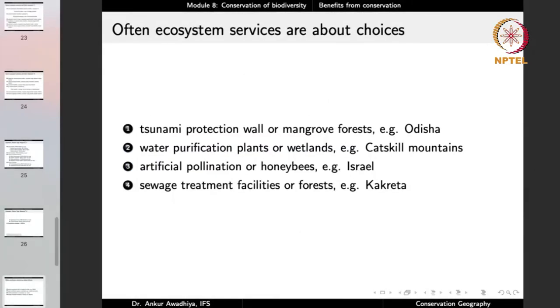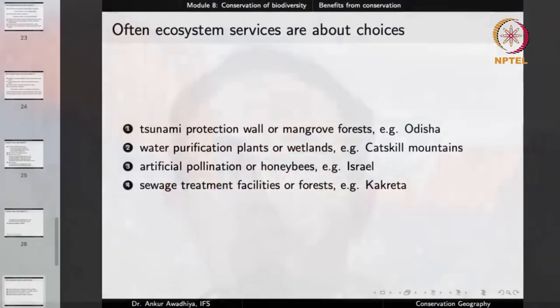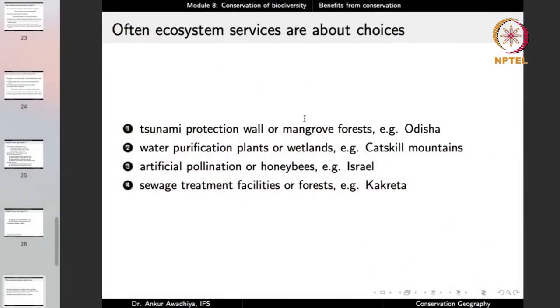Now, often the ecosystem services are about choices, because most of the benefits that the ecosystems are providing can be had in certain other ways. But then what is the choice that we wish to make as a society? For example, mangrove forests protect us from tsunamis, the impacts of tsunamis. But then as a society, we can decide that no, we do not want mangrove forests. Let us build a tsunami protection wall for an exorbitant amount of money and let us maintain it.